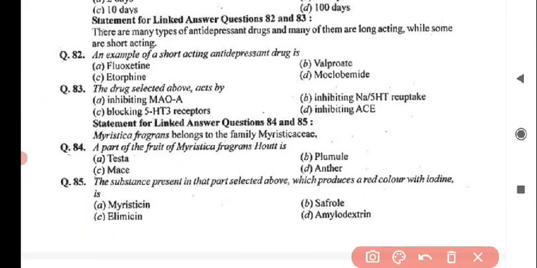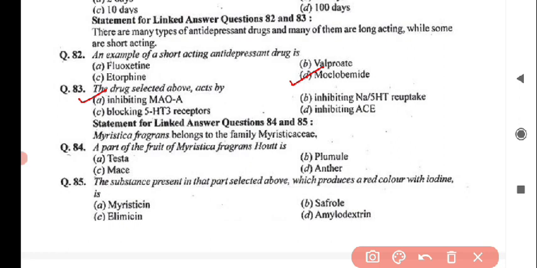Now the next statement is there are many types of antidepressant drugs and many of them are long acting while some are short acting. Now the question is an example of a short acting antidepressant drug is, and the correct answer is option number D, moclobemide. Next question is the drug selected above acts by, and the correct answer is option A, it acts by inhibiting MAO-A.